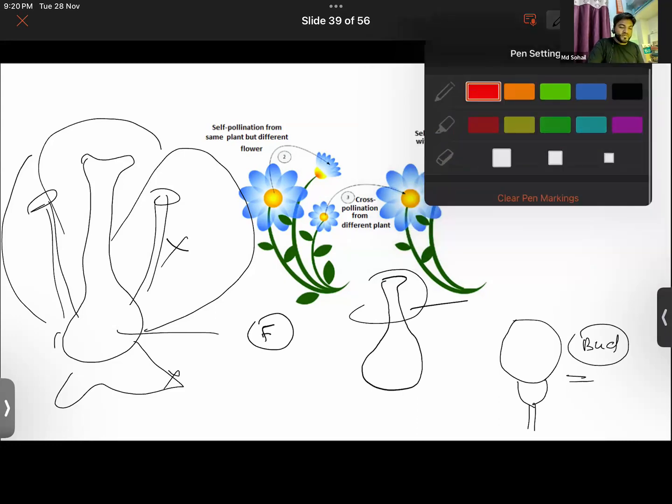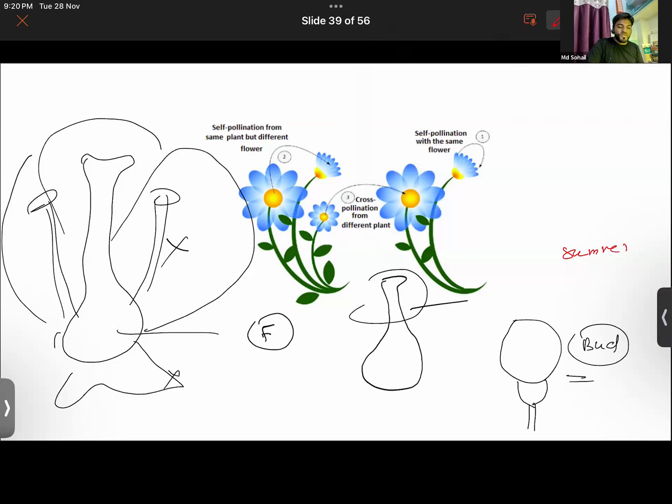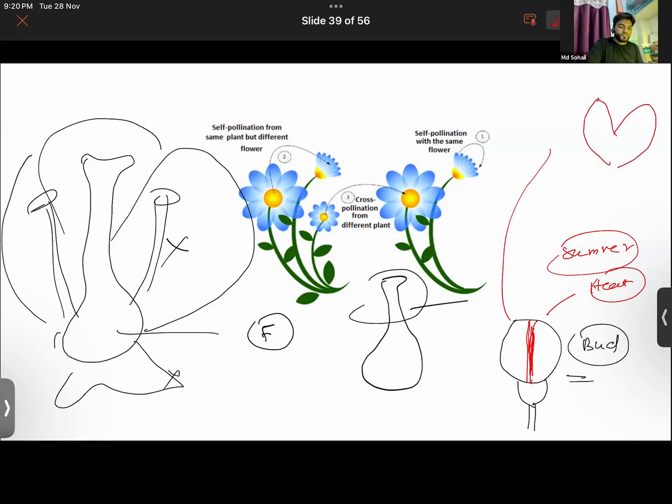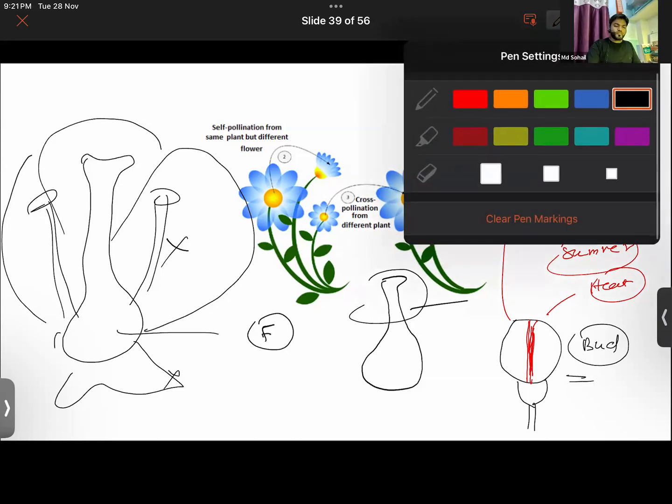After some time, say during the summer season, if there is an extreme amount of heat, this pistil or this fruit will split into two halves like this. So now it will be looking like this. Hope you guys are able to understand this. Due to heat, it has split basically. The pistil has split into two halves. But it's not completely split; the bud has basically split.